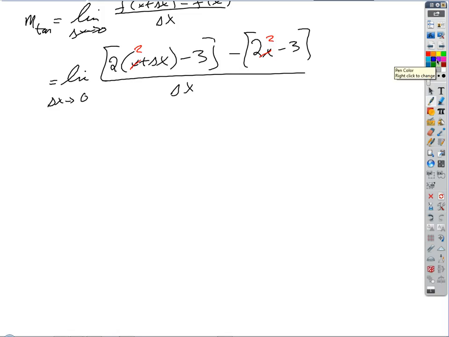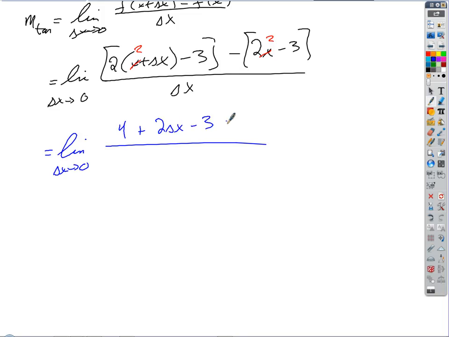What do I get in the top? 4 plus 2 delta x minus 3 minus 1. 4 minus 3, okay, same thing. So what do we get then? 4 minus 3 is 1, minus 1. So does everybody agree that all that stuff cancels out on the top? Okay, and what's our answer then?